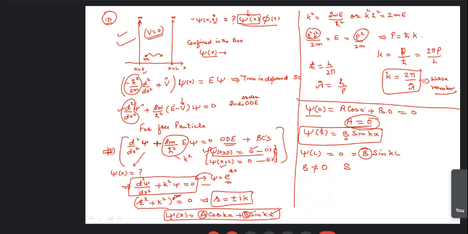So sine kL is 0. From the second boundary condition, we get this. And sine kL is 0 means kL equal to n pi, since sine is 0 there. Okay, so wave number k is n pi over L, and k square is n square pi square over L square.